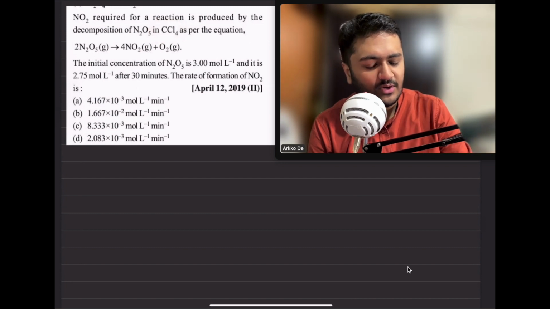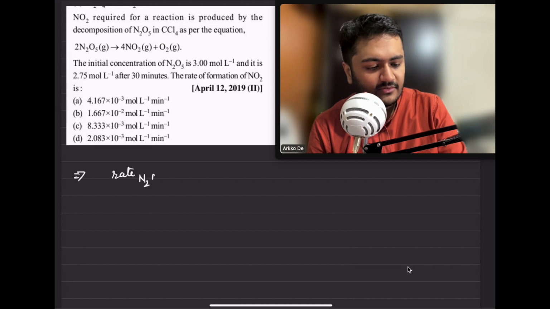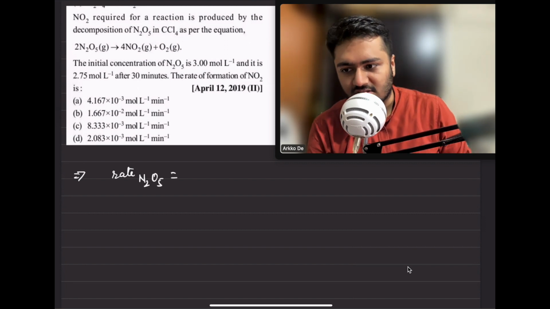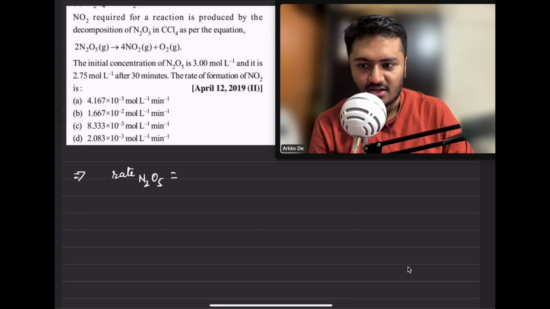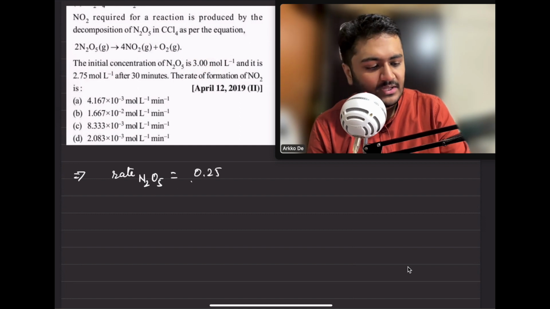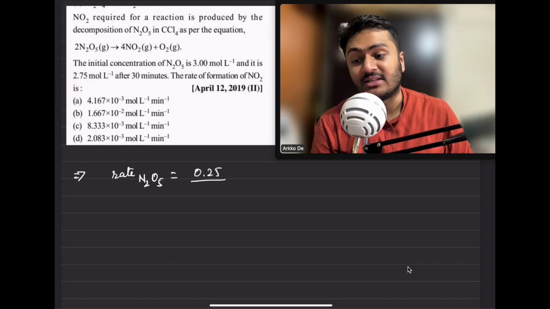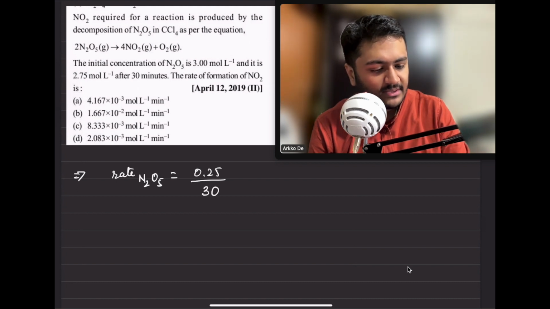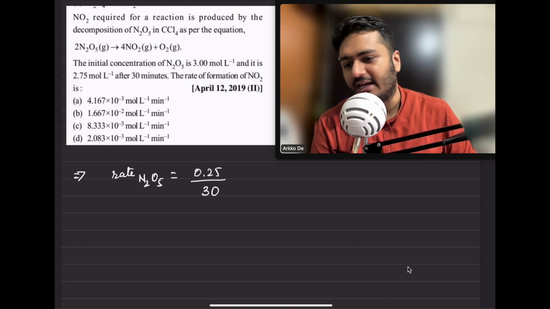So what we're going to do is first calculate the rate of decomposition of N2O5, which will be nothing but the change in the concentration. So there is a decrease in the concentration. Initially it was 3 mole and eventually it becomes 2.75. So the change is 0.25 mole per liter divided by time. Time is 30 minutes. Okay, so I'm going to divide it by 30. So this is the rate of decomposition of N2O5.